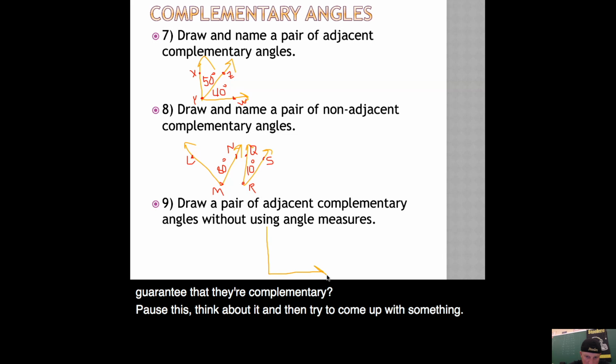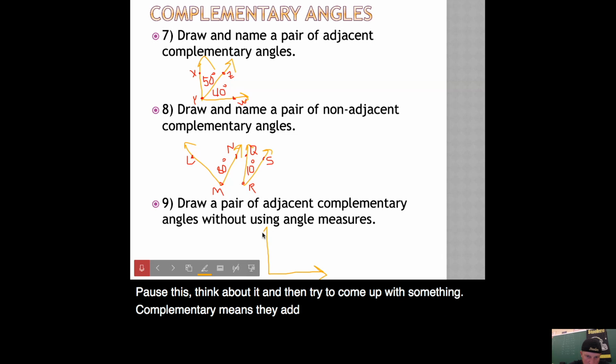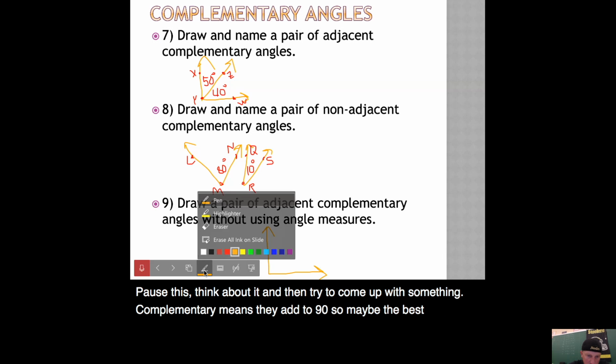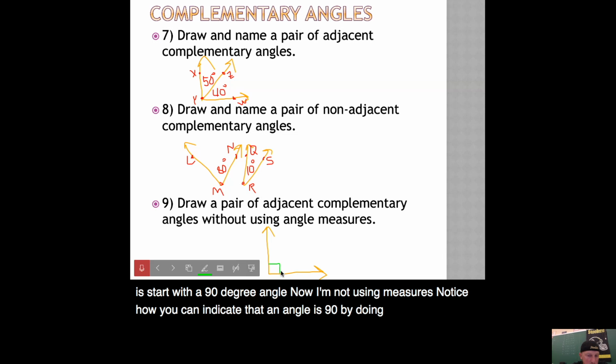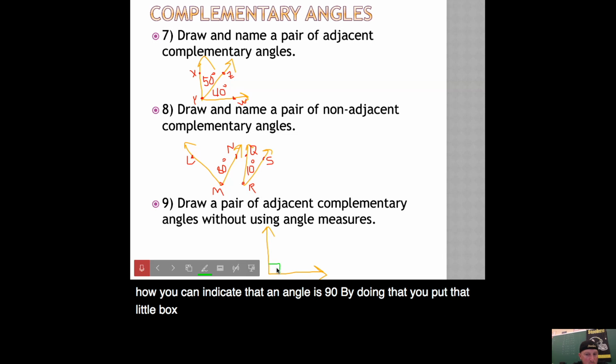Well, you know complementary means they add to 90, so maybe the best thing to do is start with a 90-degree angle. Now, I'm not using measures. Notice how you can indicate that an angle is 90 by putting that little box there. That means these two rays are perpendicular, which means that this is a 90-degree angle.